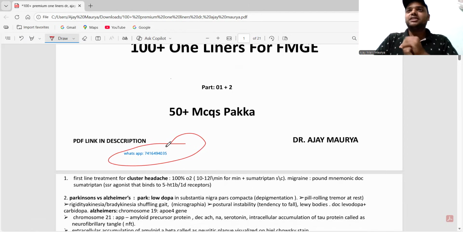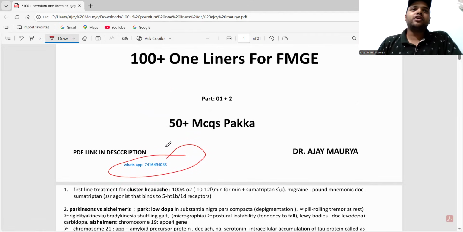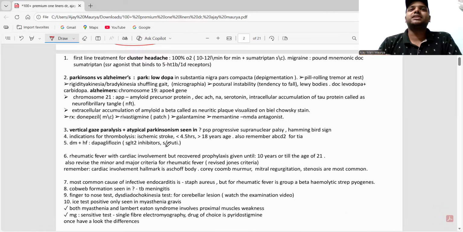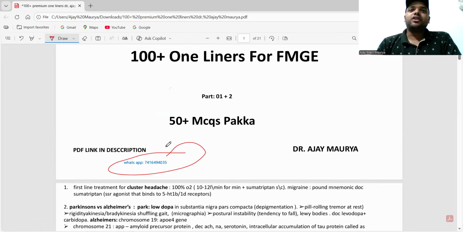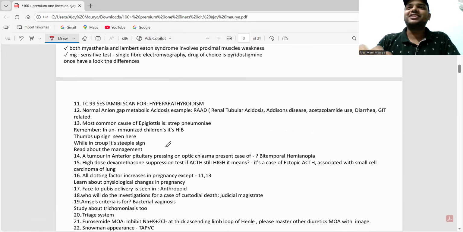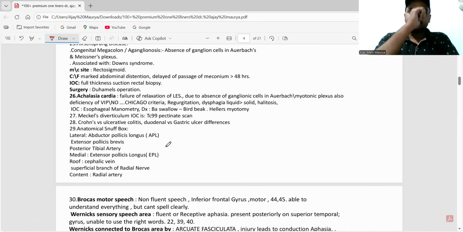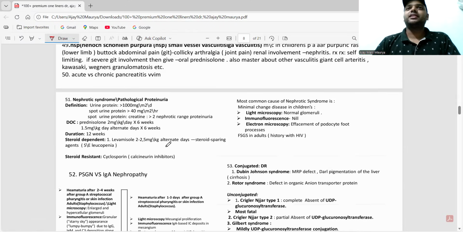So guys, if you compare the other one-liners PDFs, mine is very unique. You can just see mine is very unique. That's because I don't want to give just a hint. I want to give everything in detail in the one-liners also. So let's go. 51. Okay, next one.